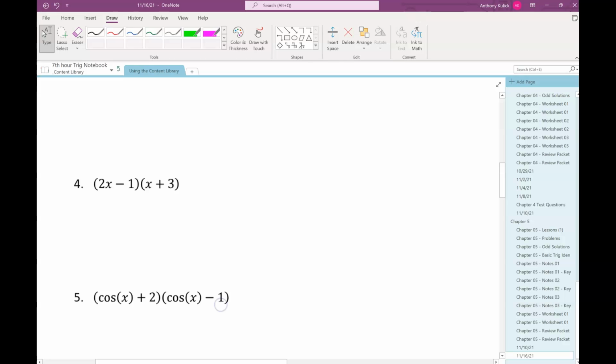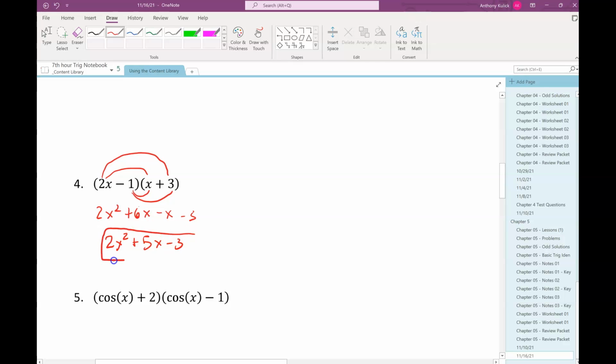So here we're just foiling this stuff out. 2x times x, 2x squared, 2x times 3, 3x. Negative 1 times x is negative x. Negative 1 times 3 is negative 3. Combine our like terms there. That's all she wrote.